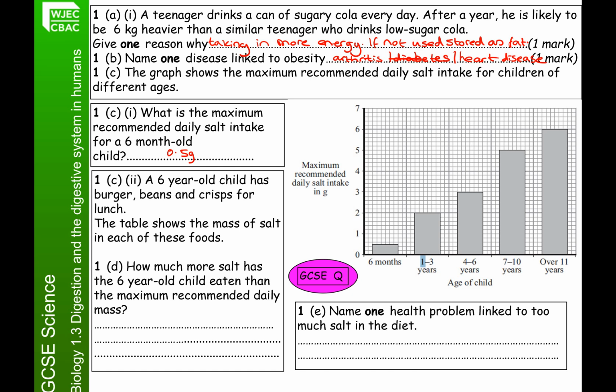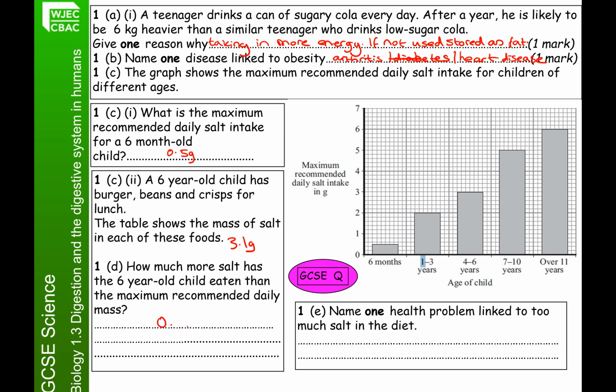Question C, a 6-year-old child has burger, beans and crisps for lunch. The table shows the mass of salt in each of the foods. Obviously, you've got the table in your books. You can't see it there on the screen. So if you add up the mass of salt in each of those foods, you'll find that they've eaten 3.1 grams of salt. How much more salt has a 6-year-old child eaten than the maximum recommended daily mass?